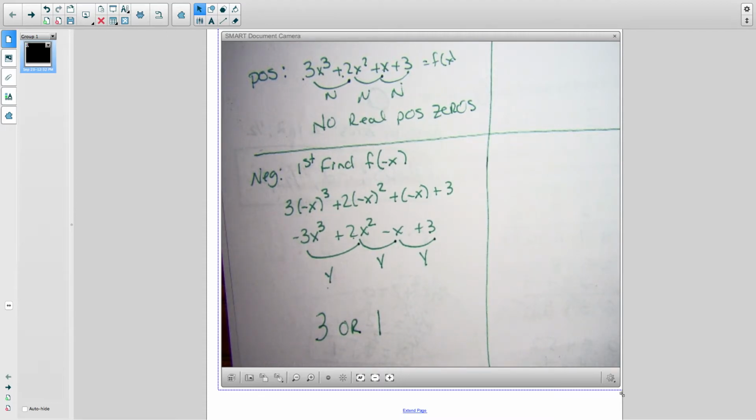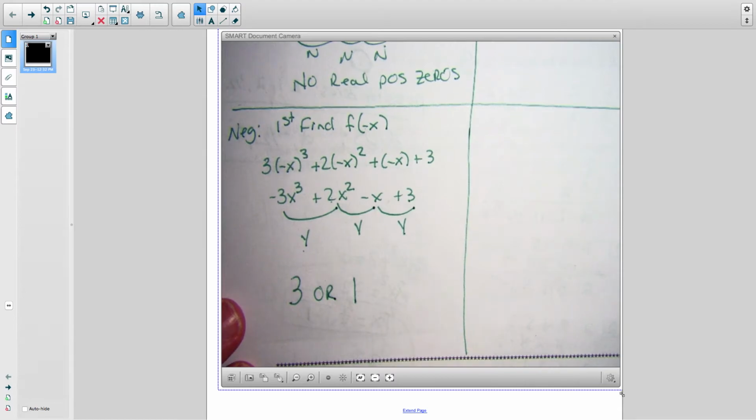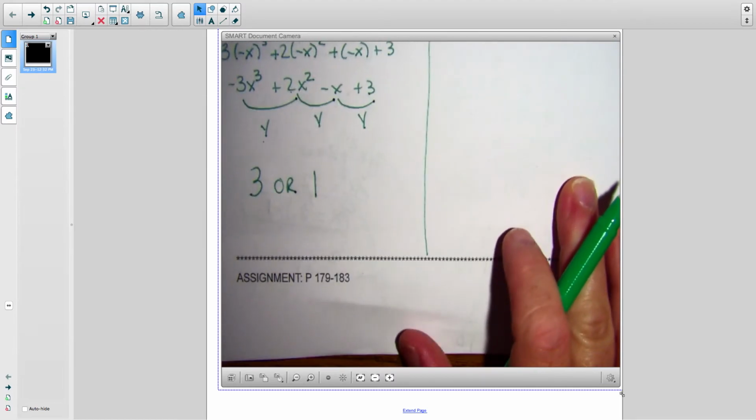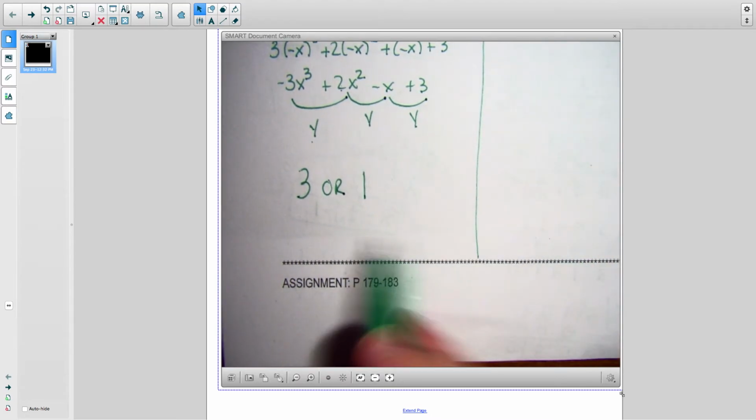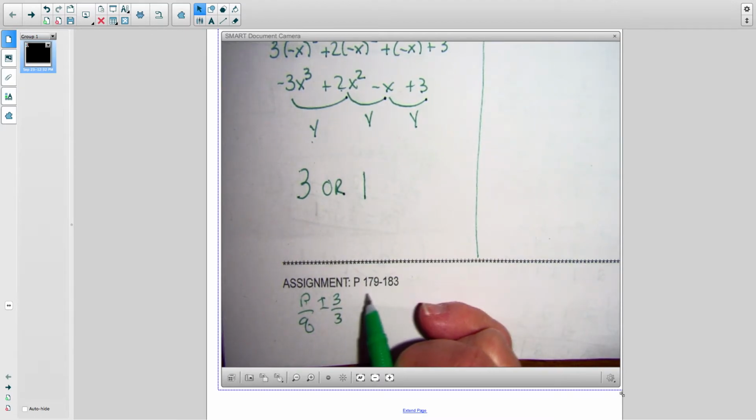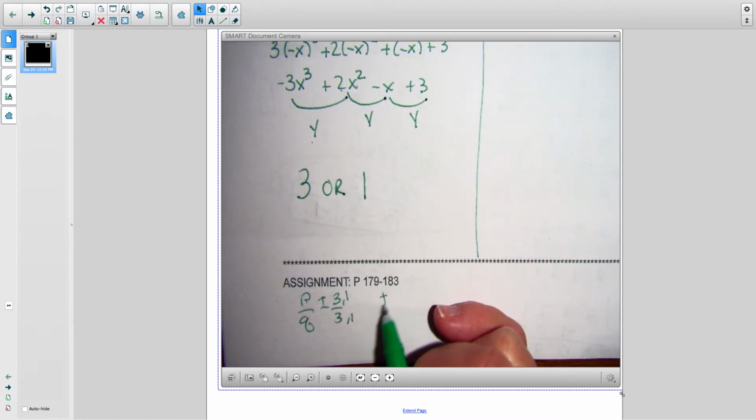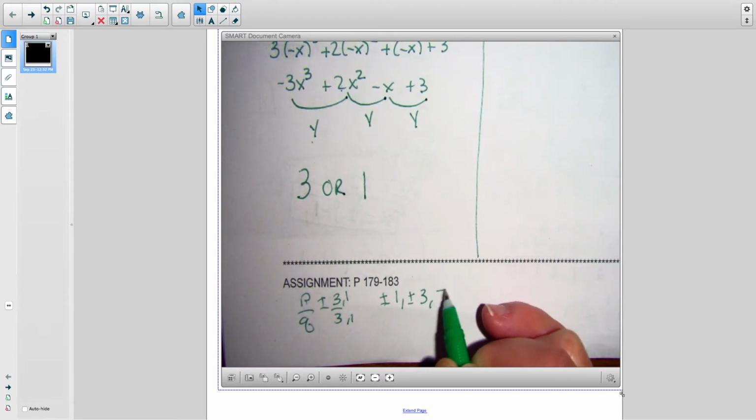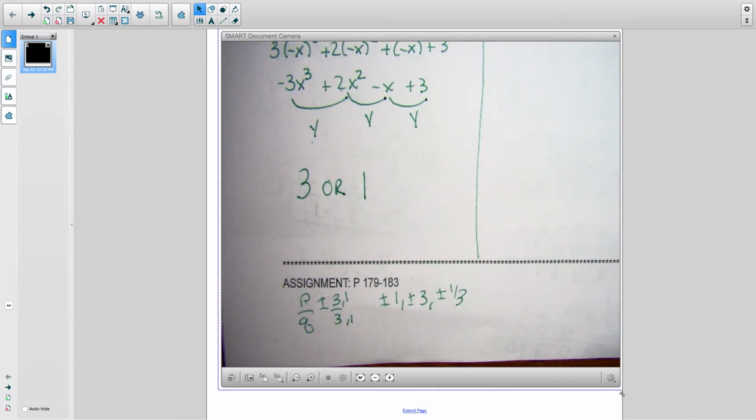So what this does is, if I was asked to find the possible rational zeros, P over Q, well, our P and Q's are 3. So it's plus or minus 1, plus or minus 3, plus or minus 1/3. So what's that tell us? Do I even need to bother checking any of the positives? No. I only need to check the negatives. So I don't have to waste my time doing synthetic division like I did over here.